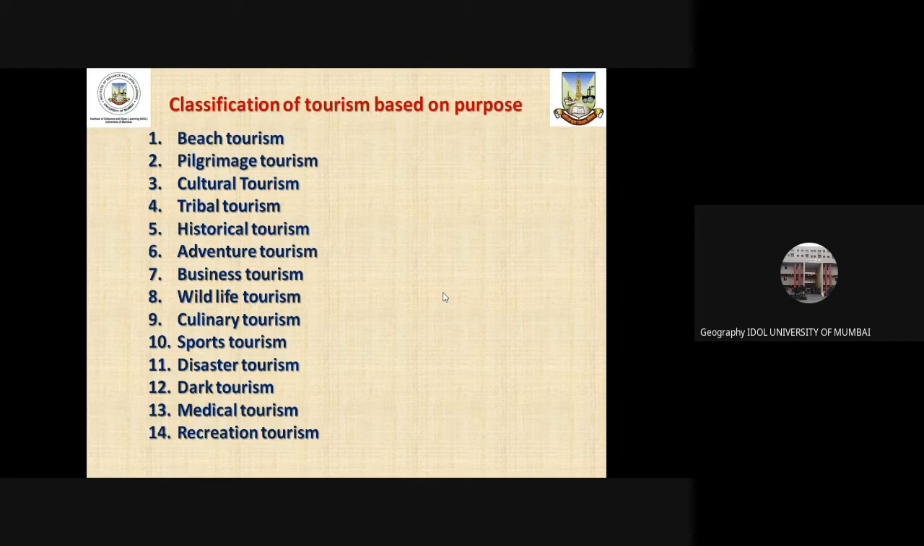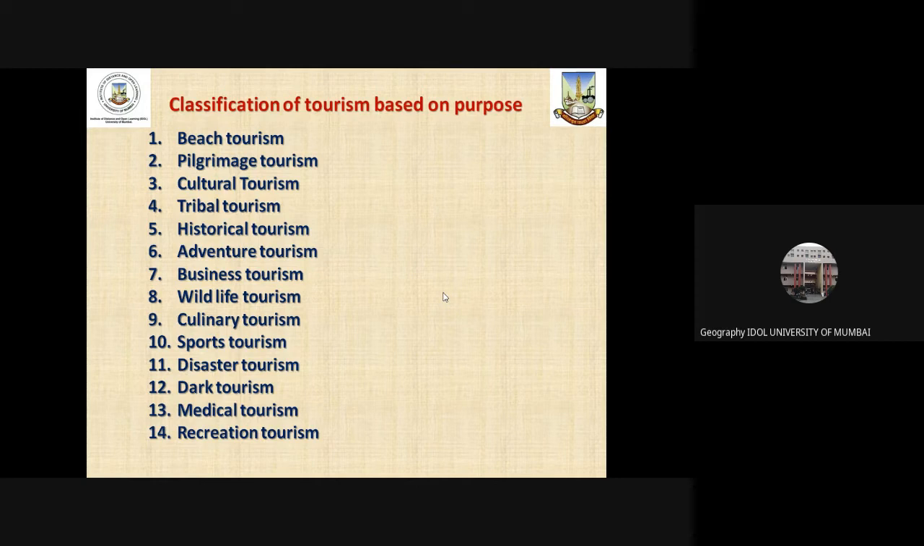So travel to Kurukshetra or to Jallianwala Bagh is an example of dark tourism. Even travel to Hiroshima and Nagasaki is an important example of dark tourism. Medical tourism is a new type of tourism which is being developed, and India is considered to be a major destination for medical tourism in the world because specialized medical facilities are available in India at comparable prices as compared to other parts of the world.